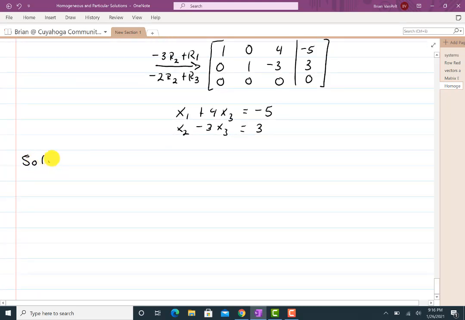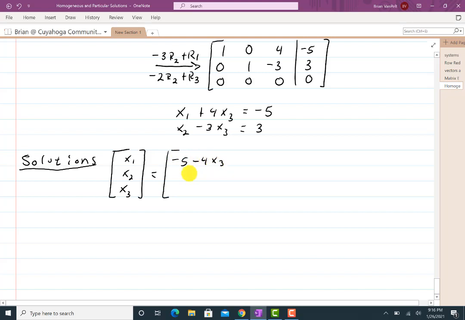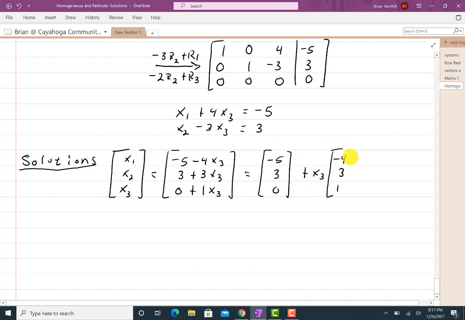So my solutions look like the following. x1, x2, x3, that equals negative 5 minus 4x3, 3 plus 3x3, and then finally x3 is just x3. I can write it as 0 plus 1x3. The reason I do that is for what's going to come next. I want to break this up in the following format. Negative 5, 3, 0 plus x3 times negative 4, 3, 1.